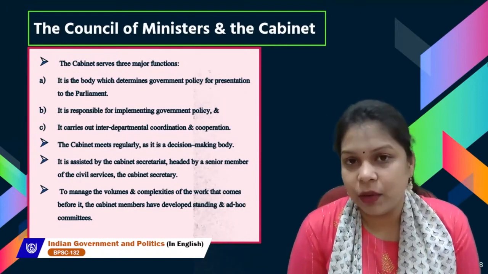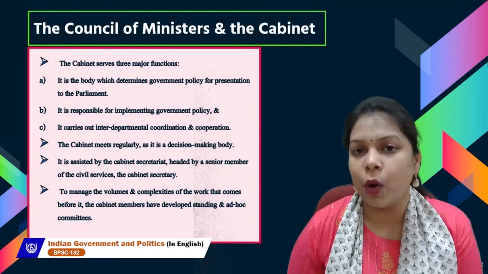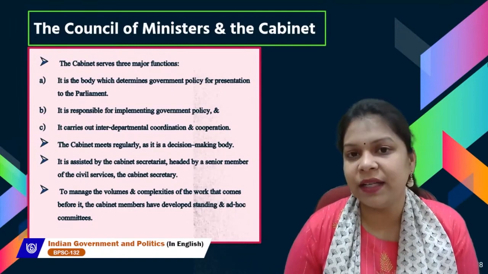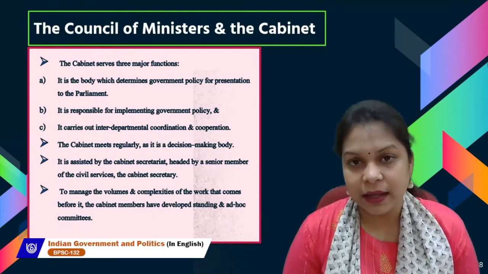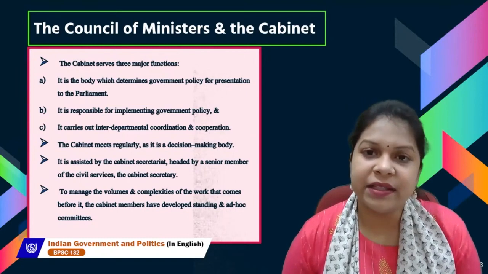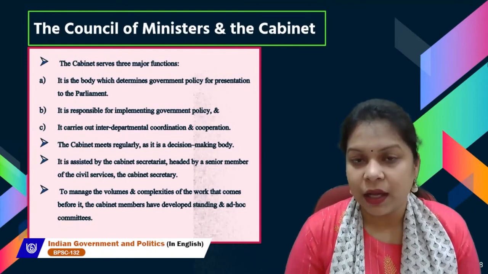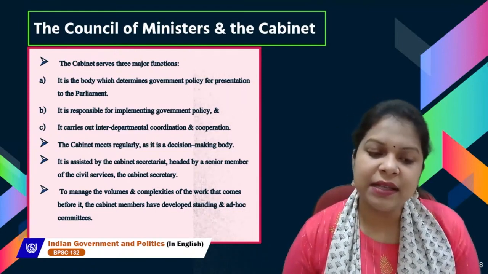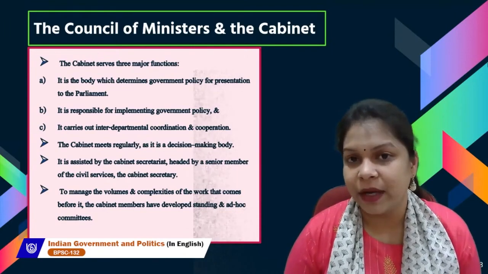The cabinet meets regularly as it is a decision making body. Please remember that the decision making body in the parliamentary form of government is the cabinet ministers, who decide what steps should be taken in the future. It is assisted by the cabinet secretariat, headed by a senior member of the civil services, the cabinet secretary. The senior most officer in the bureaucracy is given this task of helping the cabinet ministers.